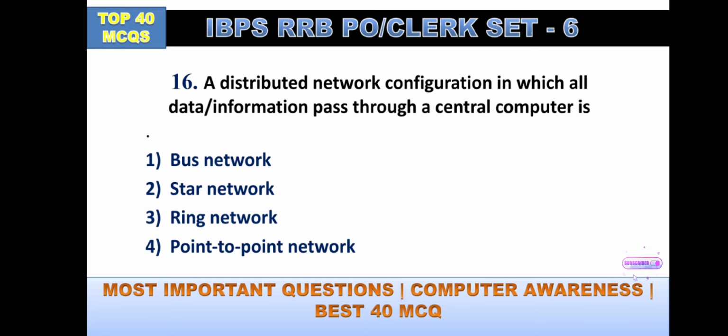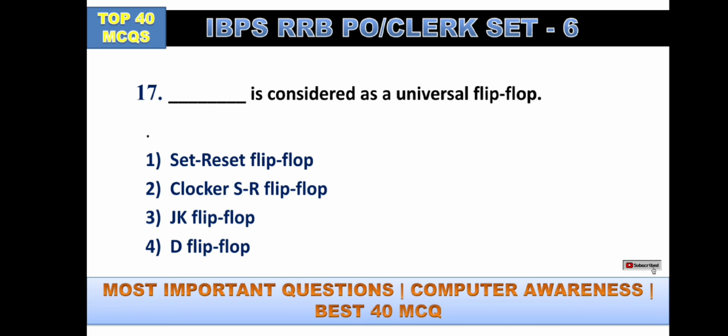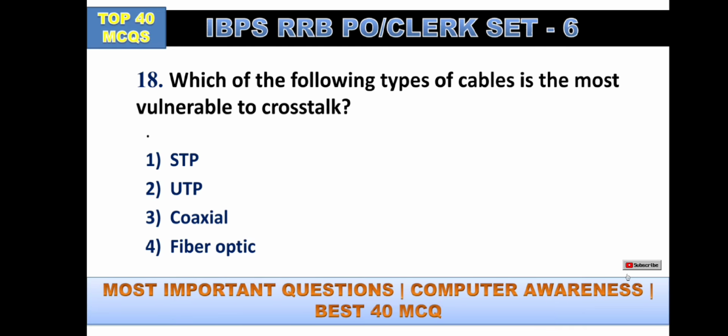See, question number 16. A distributed network configuration in which all the data information passes through a central computer. So this type of network we call a star network. Star network. Dash is considered as a universal flip-flop. So the universal flip-flop means JK flip-flop. Okay. Which of the following types of cable is the most vulnerable to crosstalk? So it is UTP, unshielded twisted pair cable.